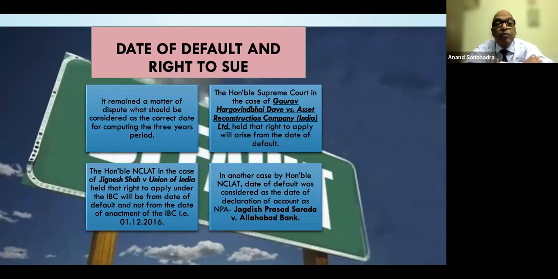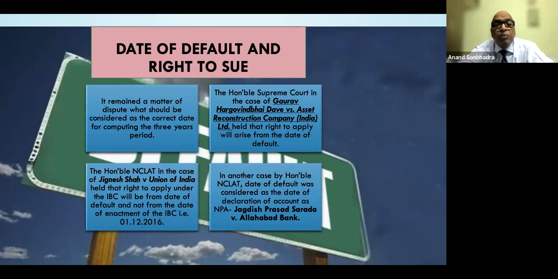So let's look at date of default and right to sue. It remained a matter of dispute what should be considered the correct date of computing the 3 years period. Now, I've quoted different cases just to give a larger bouquet for my friends here to read and refer. I'm sure they must have gone through this.